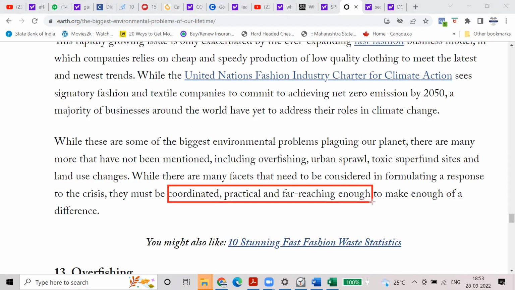Otherwise, if I don't use my vehicle, will it really help in air pollution? No, even you should not use it. Only India doing it will not help. All the countries should come together and do it. So it should be coordinated, practical and far reaching. Can we really stop using vehicles? No. But can we change to e-vehicles? Yes, that's practical. Do you understand? So the solution should be coordinated, practical, and far reaching enough. All right? That's about environment.